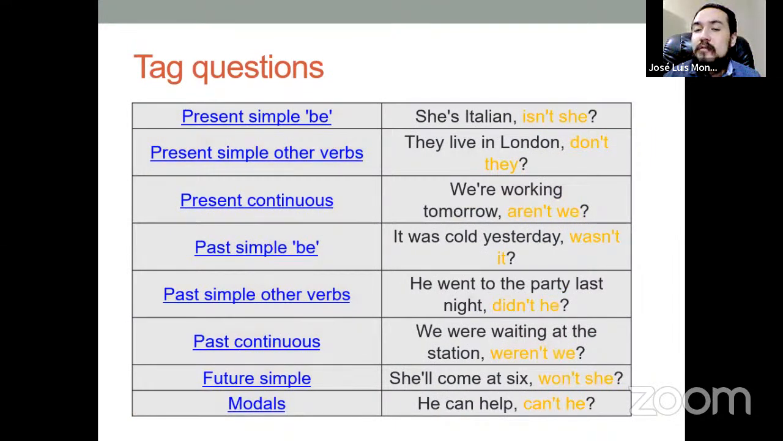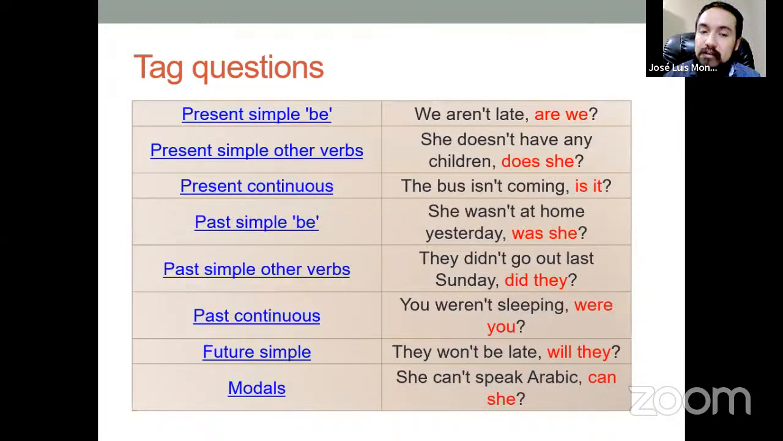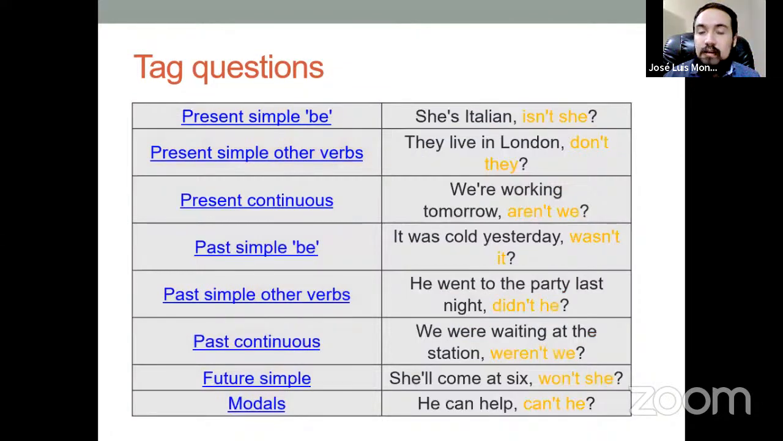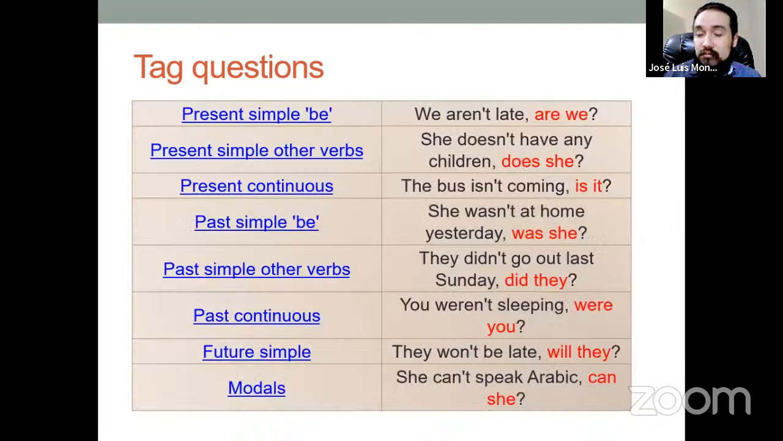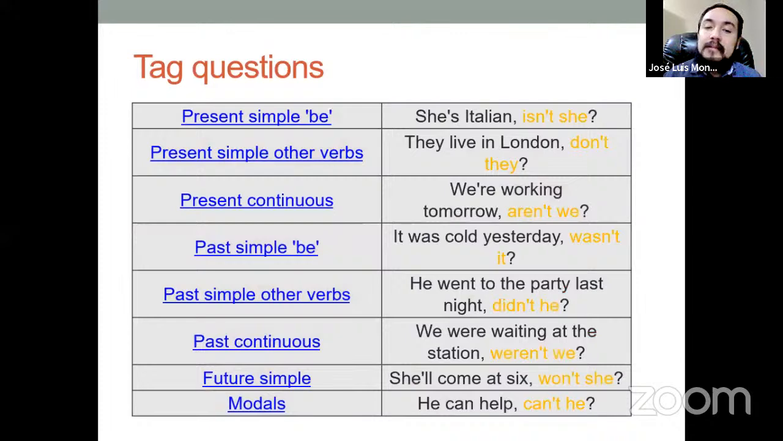Past simple of be: it was cold yesterday, wasn't it? In negative: she wasn't at home yesterday, was she? He went to the party last night. This is simple past with other verbs: didn't he? In negative: they didn't go out last Sunday, did they?